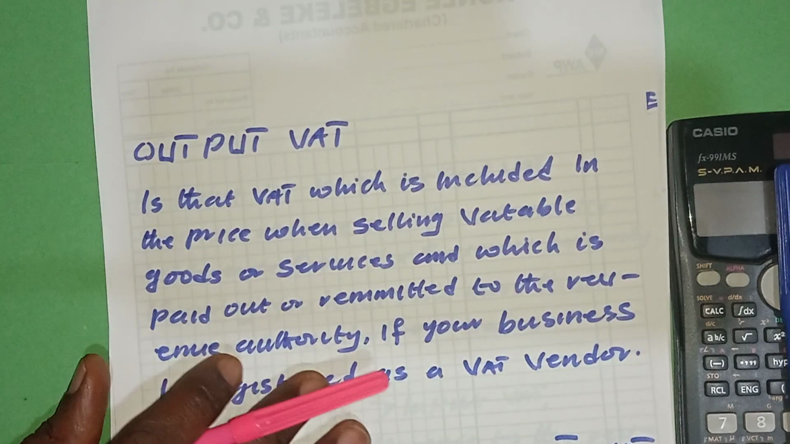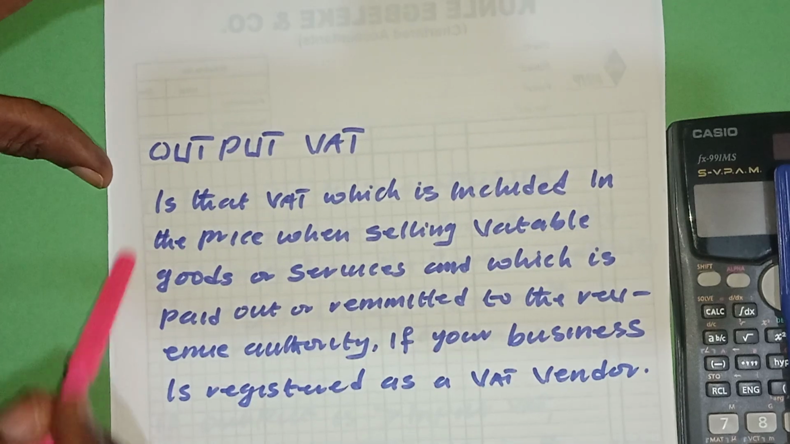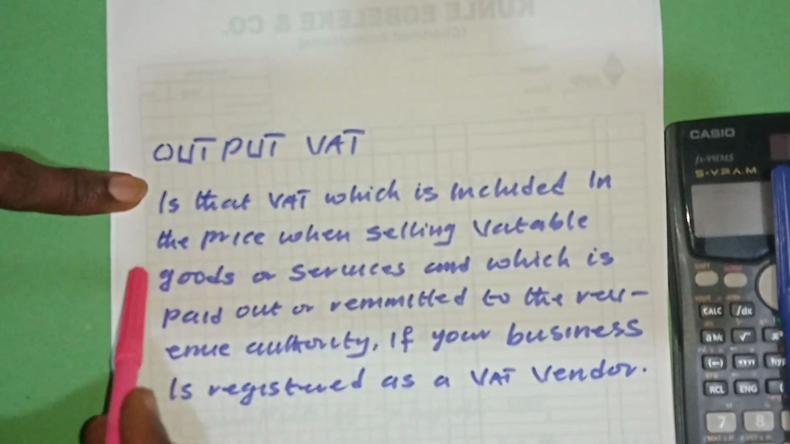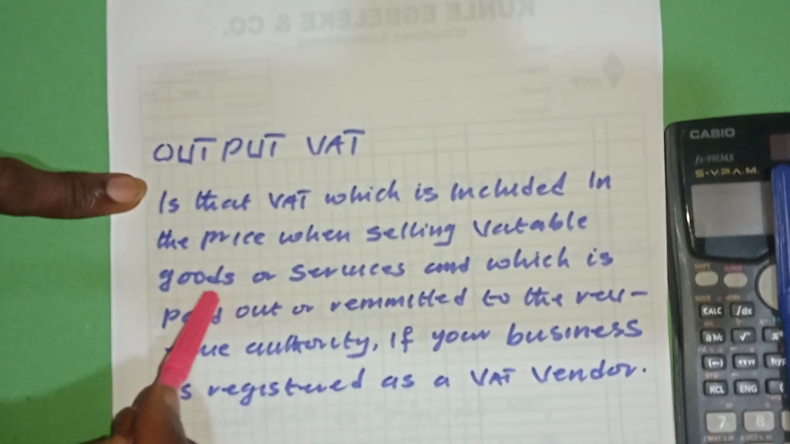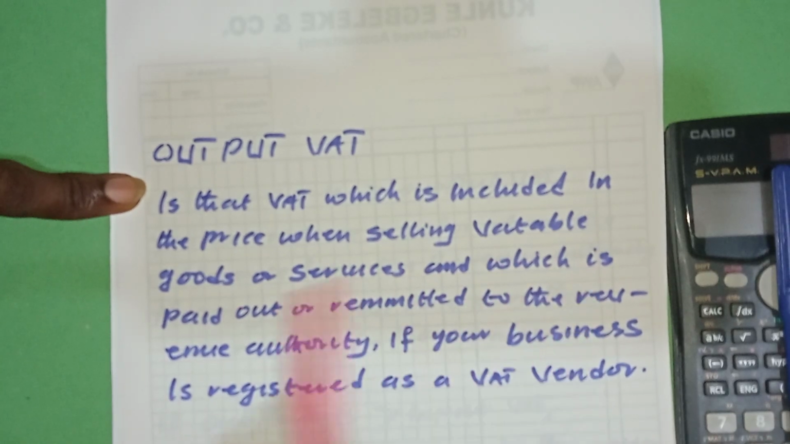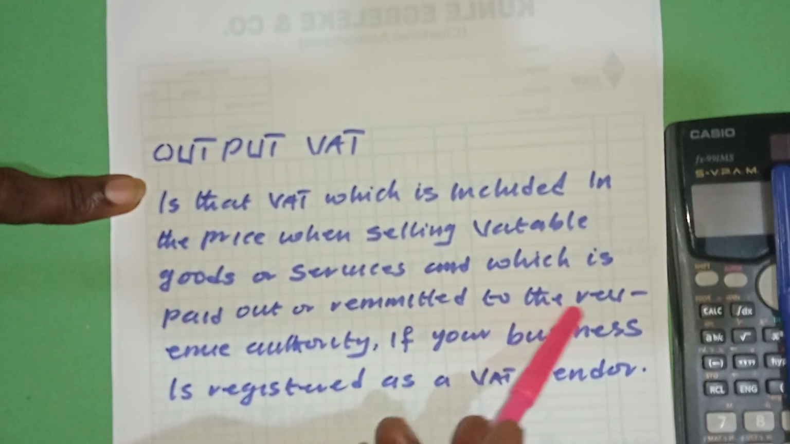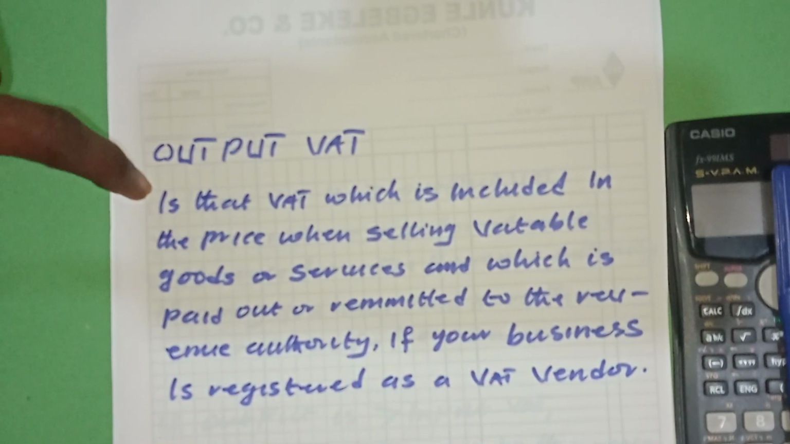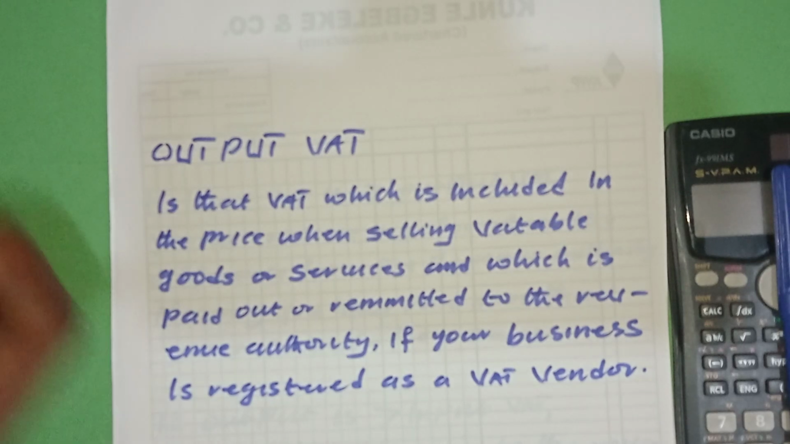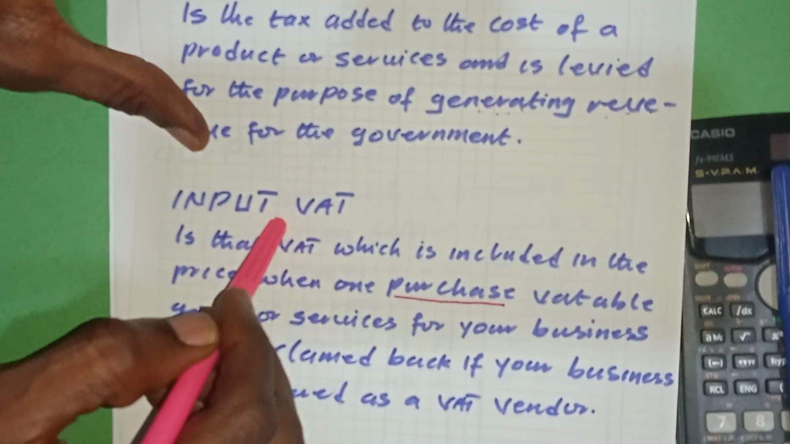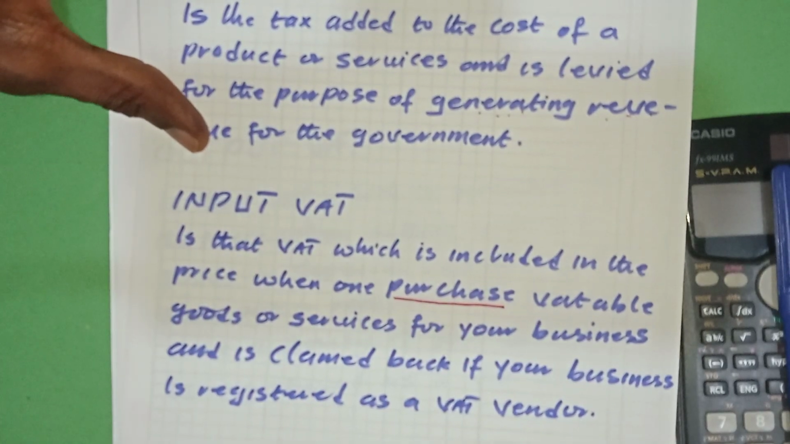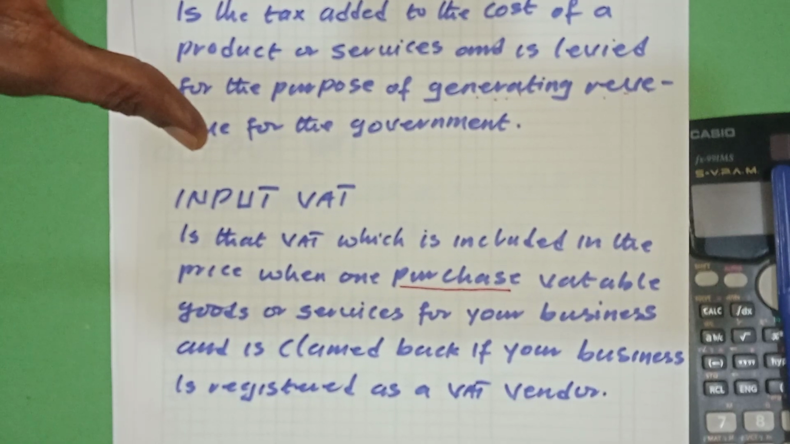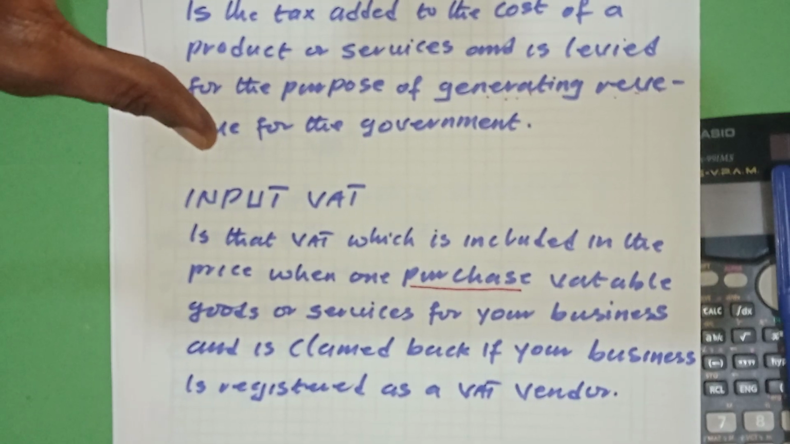Now let's take a look at tax output. Tax output is that VAT which is included in the price when selling vatable goods or services, and which is paid out or remitted to the revenue authority if your business is registered as a VAT vendor. Now, VAT input deals with what? When you are buying. You buy alongside the VAT, including the VAT inside. I hope we are seeing this.